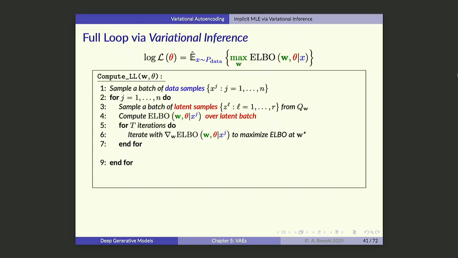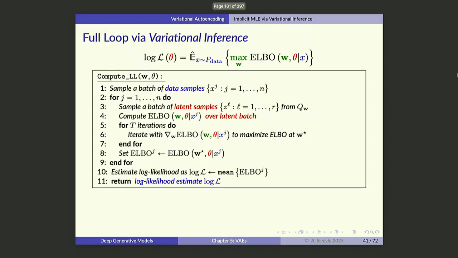Now that I get it close to the maximum, I'm going to save it as one of the ELBO samples, right? Then I go for the next data point, and so on. For every single data point, I need to maximize the ELBO, right? And then I take that ELBO as the sample ELBO, right? And now that I have everything done, I'm going to average it over the samples that I had in my data set. Everybody's clear?